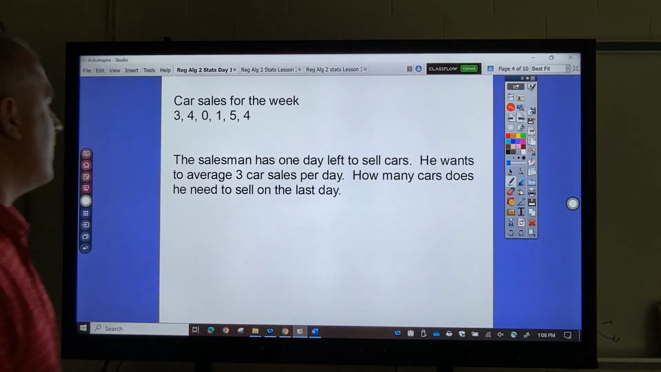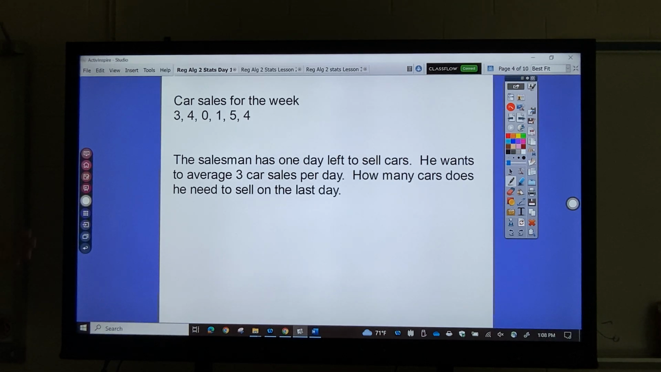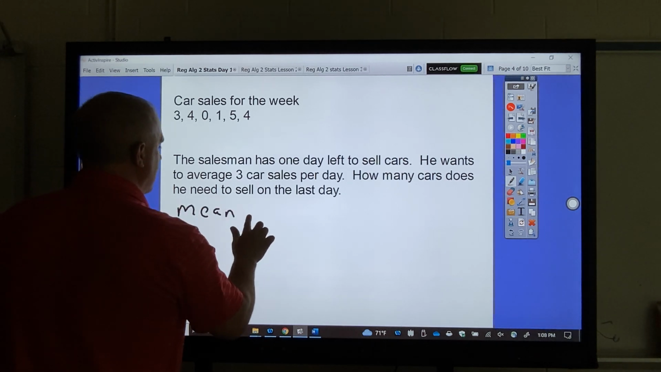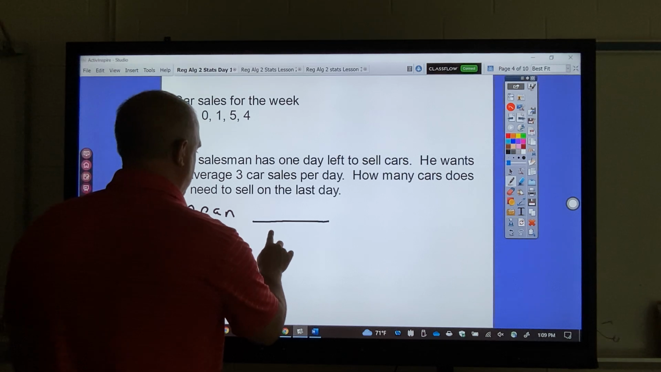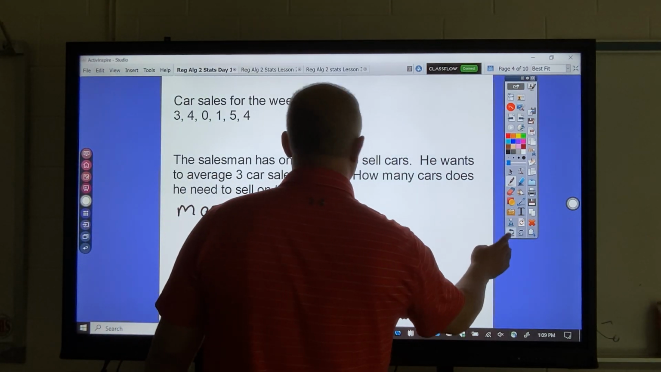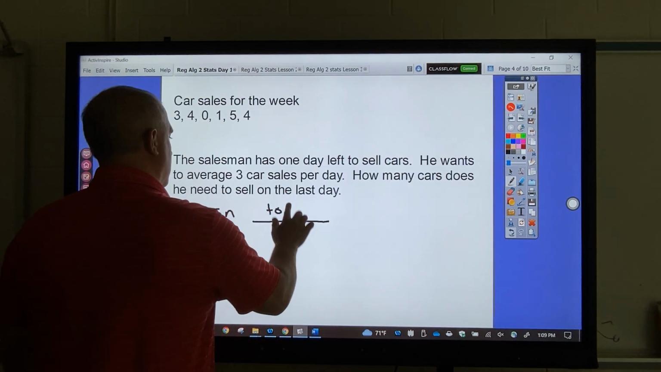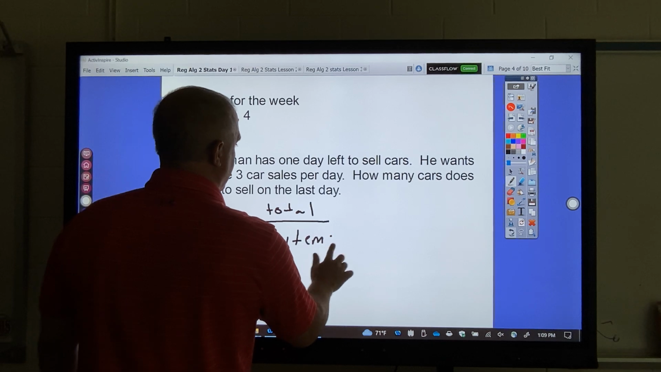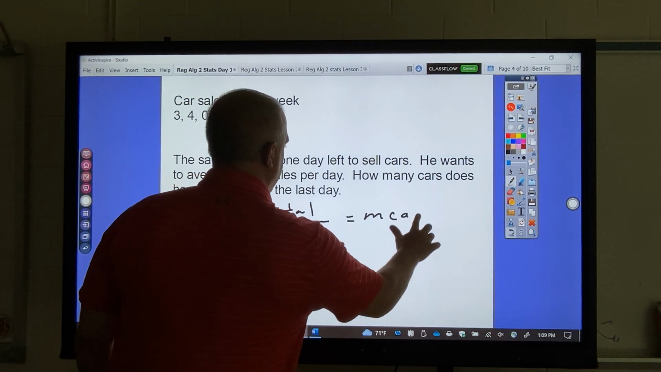Car sales for the week. The salesman has only 1 day left to sell cars and wants to have an average of 3 cars per day. How much does he need to sell on that day? Here's how you do mean. Mean is your total divided by how many items you have, or total count. That equals the mean.